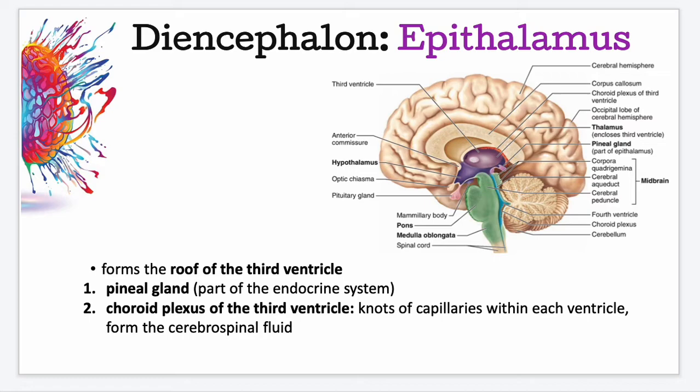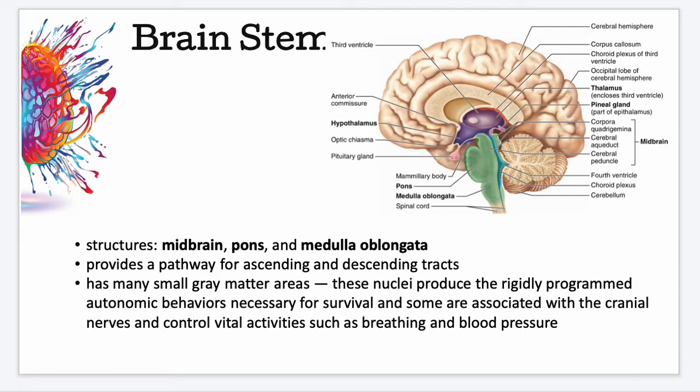So, your epithalamus, they form the roof of your third ventricle. You have your pineal gland that's still part of your endocrine system, and your choroid plexus of the third ventricle. These are knots of capillaries within each ventricle that form the CSF.